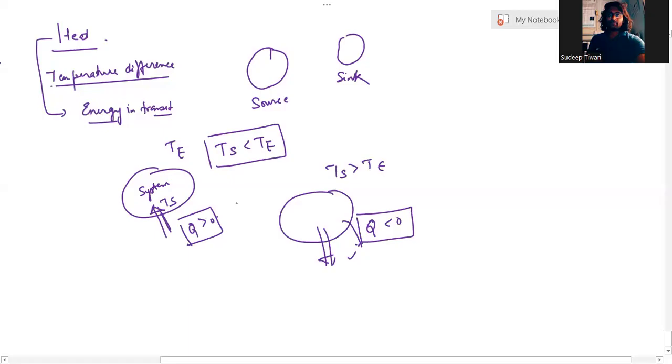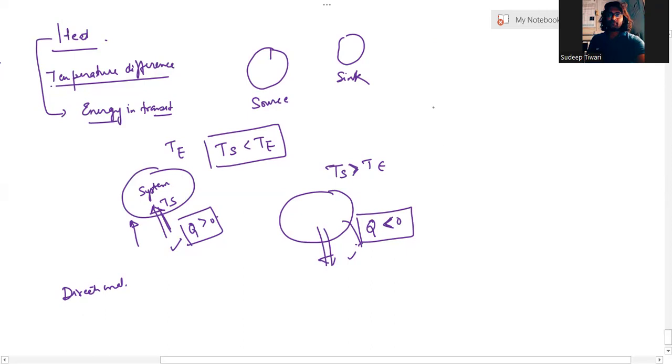This is a kind of notation that I'm writing. Always remember that heat is a directional quantity. Whenever we are transferring heat to the system, we take it as positive. Whenever heat is taken away from the system, we take it as negative. So whenever the temperature of the system is greater than the temperature of the environment, heat will flow out of the system. Remember that heat and internal energy are two different things. We'll come to internal energy later on, but right now just remember they are different.